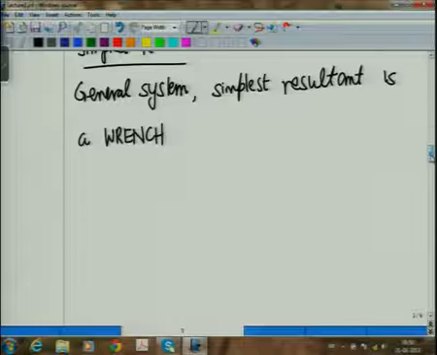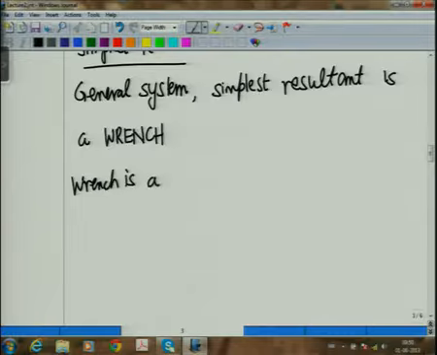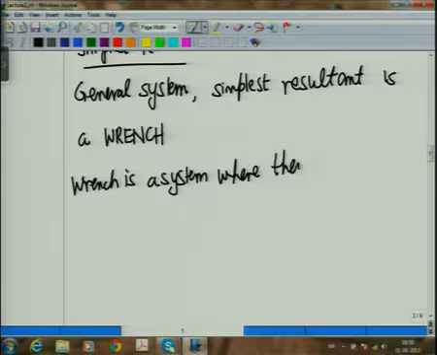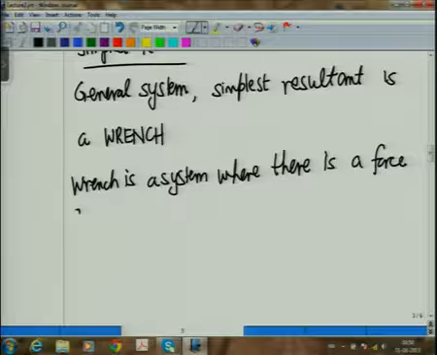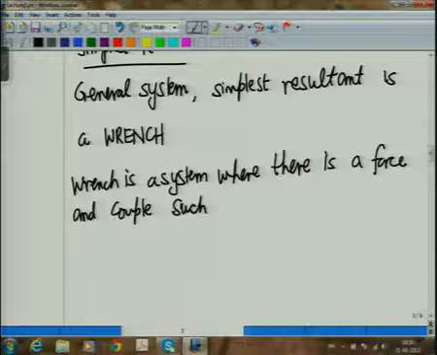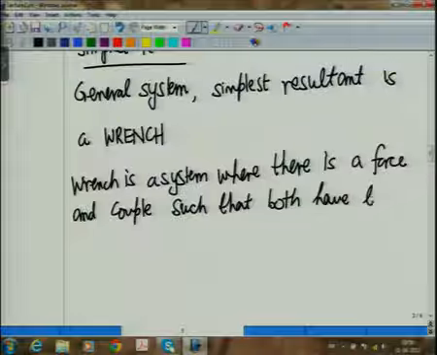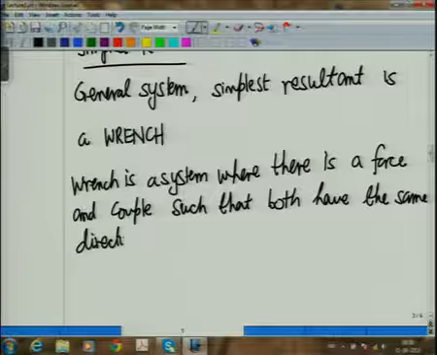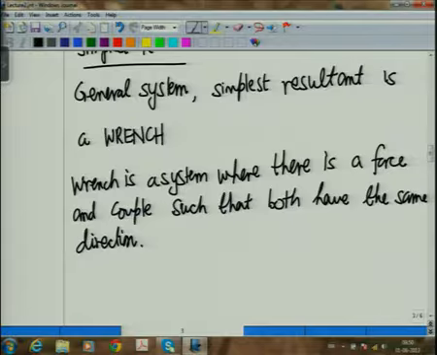A wrench is a system where there is a force and couple such that both have the same direction. So what's the meaning of this?